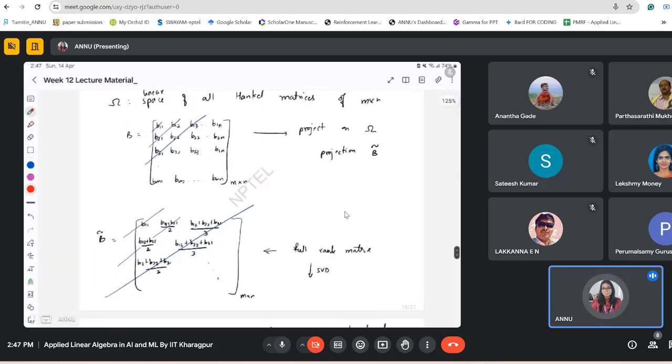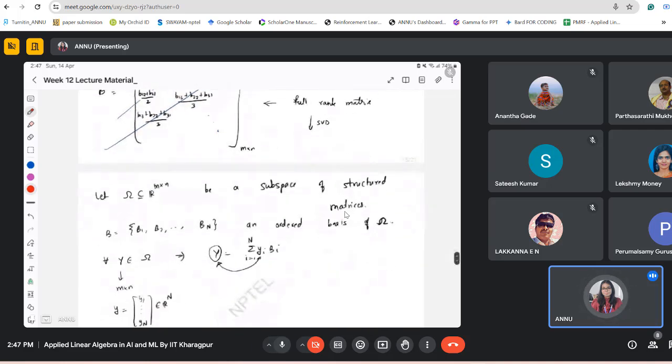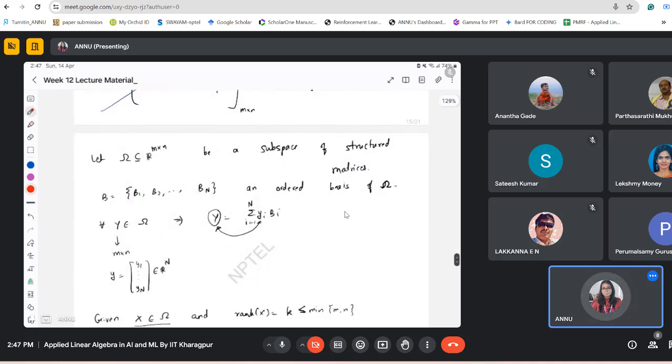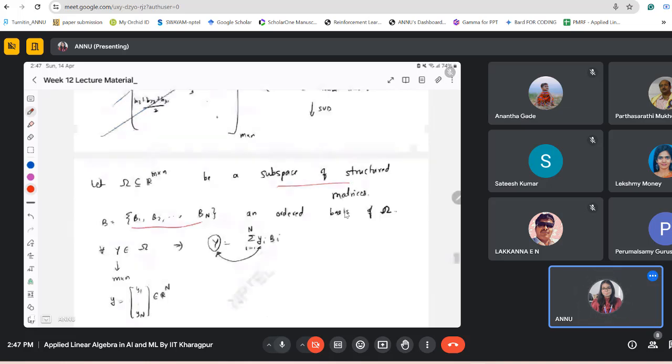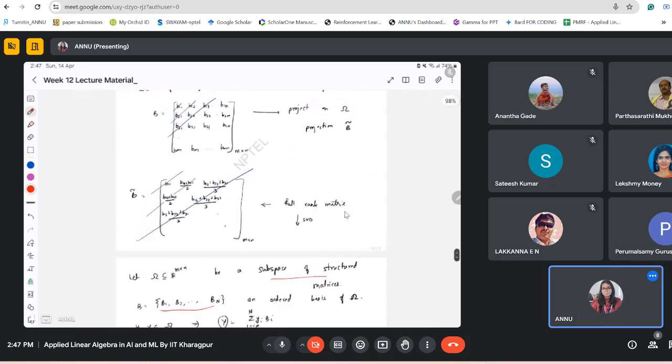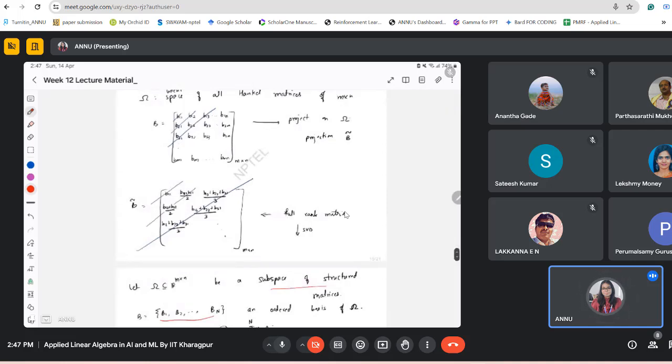So I hope this is clear. What was the case previously for linear independence? If there are so many vectors, suppose v1, v2 up to vn, the linear combination of all the vectors will be the summation of alpha times v. So if v1, v2, vn are vectors, then these vectors will be linearly independent.